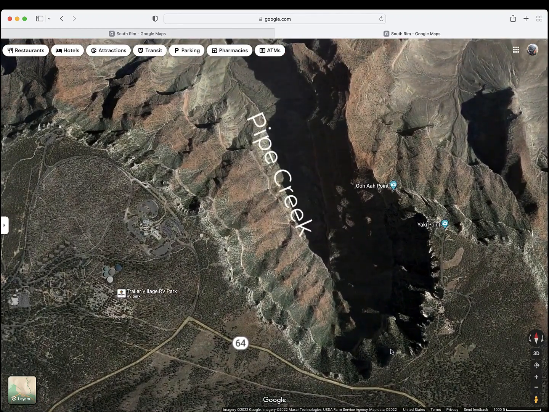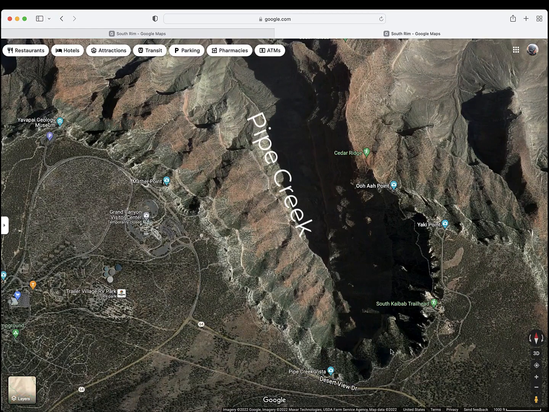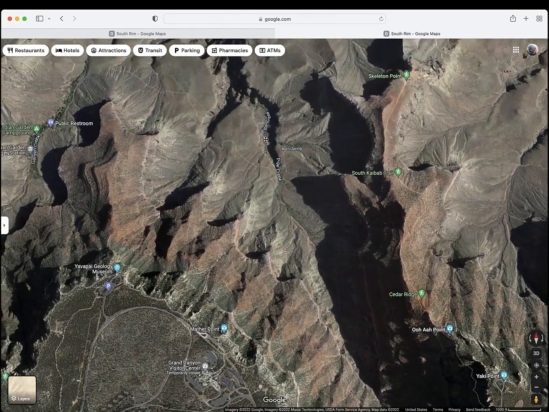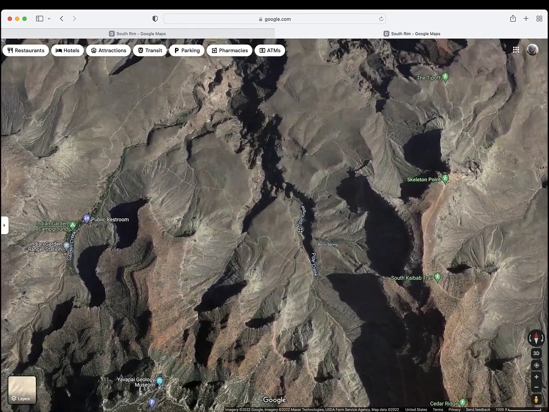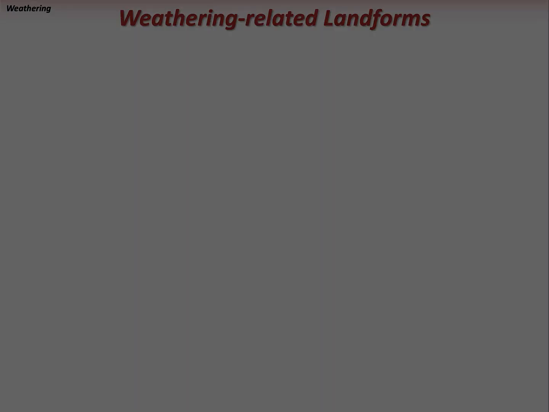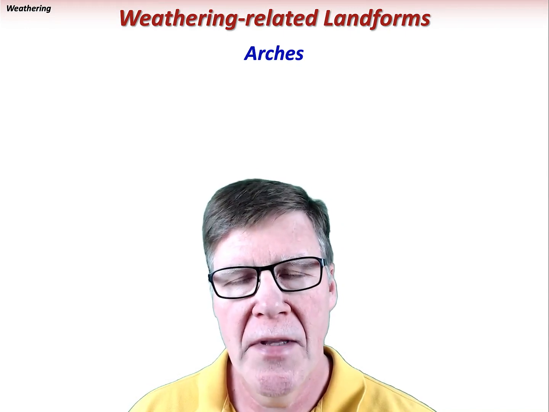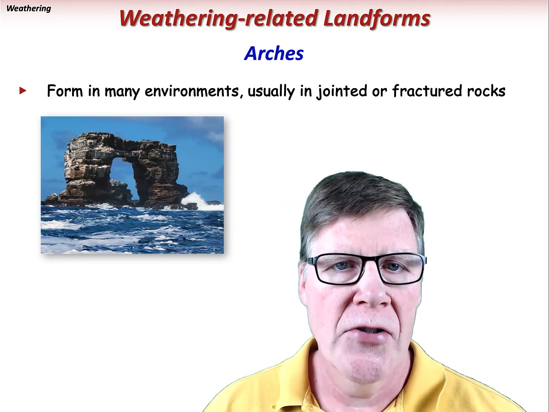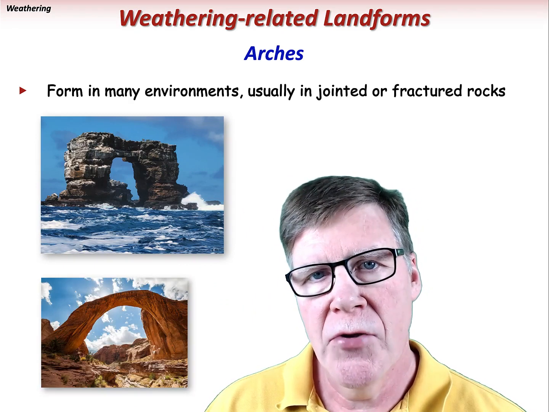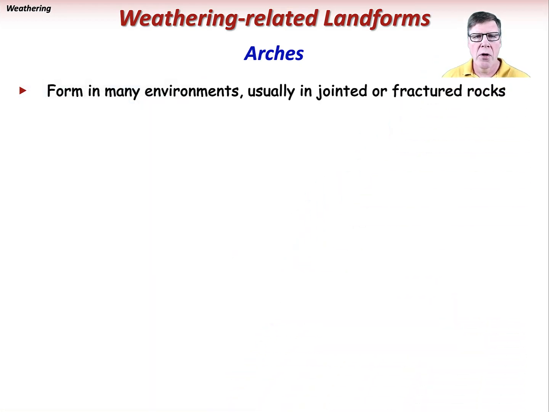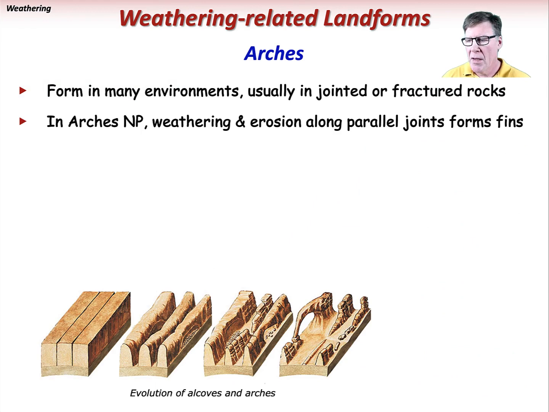Here's the Pipe Creek drainage between Mather Point and Yaqui Point. Arches are formed in different ways in several different types of environments, from wave erosion along active rocky shorelines to weathering and erosion of jointed bedrock in arid regions. In the cold semi-arid desert, where Arches National Park is located, the geology is well suited for arch formation.